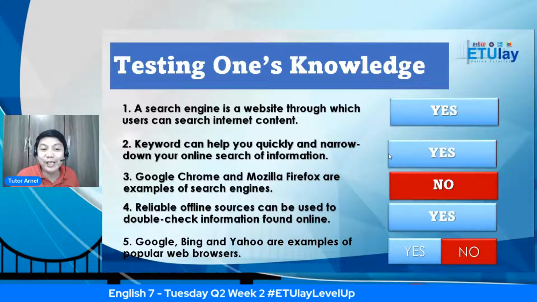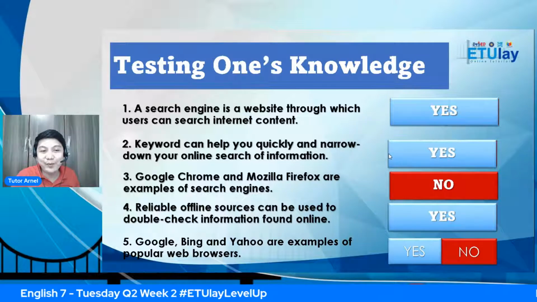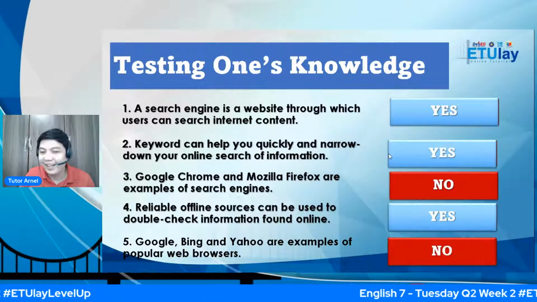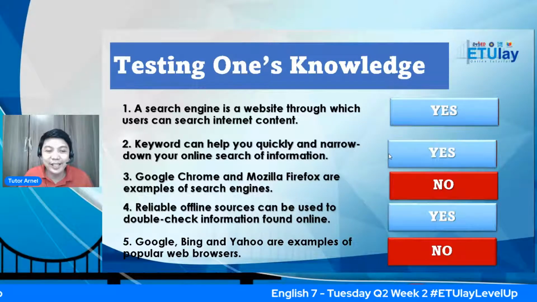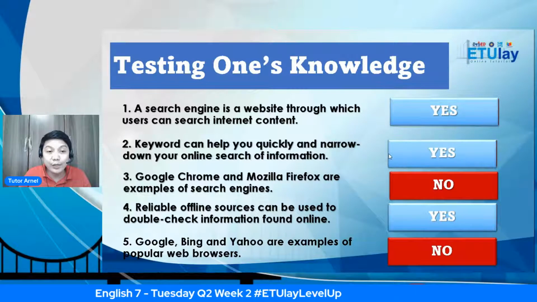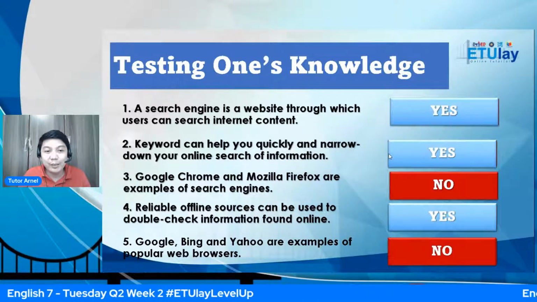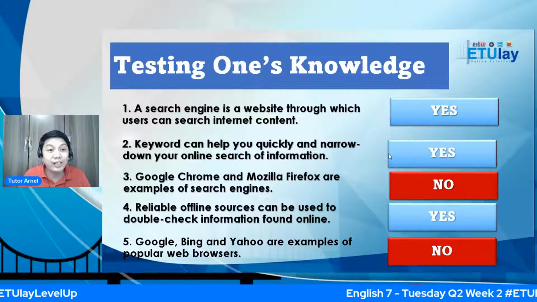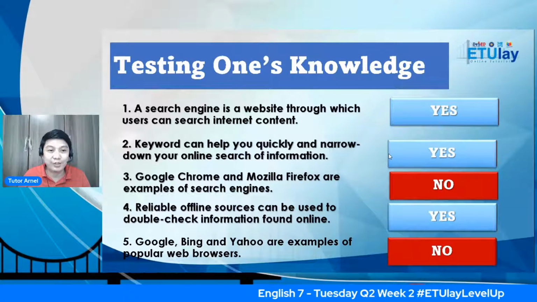All right, so Google, Bing, and Yahoo are examples of popular web browsers. Okay, let's see. Okay, no. All right, they're not web browsers. Earlier, yung Google Chrome, Mozilla Firefox, sila yung web browsers. Google, Bing, and Yahoo, the websites that we are using for searching are called search engines. Okay, don't forget that.